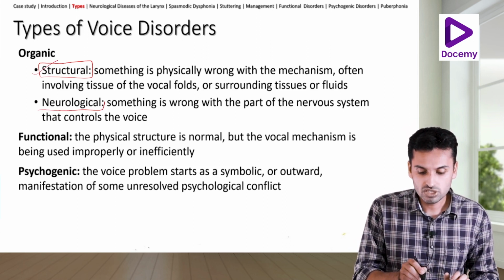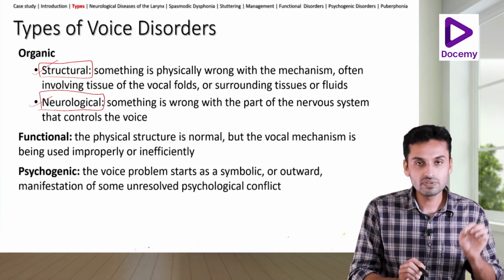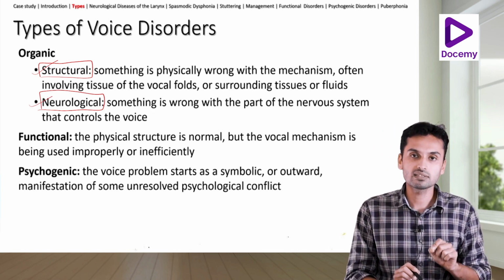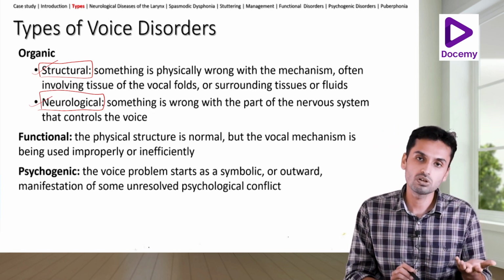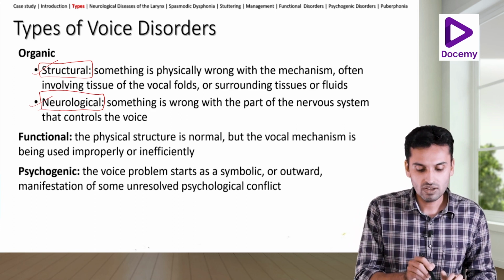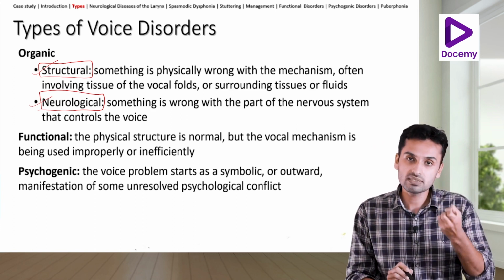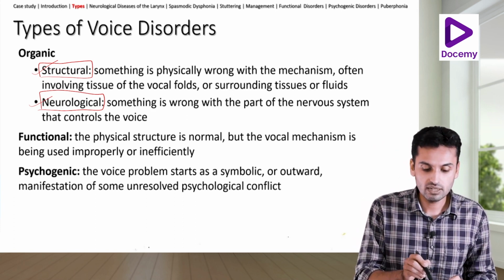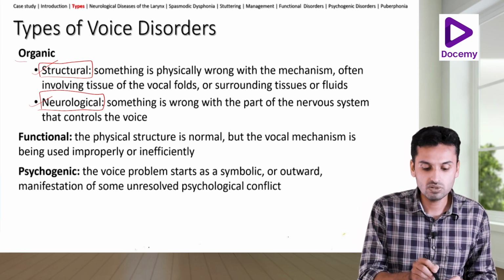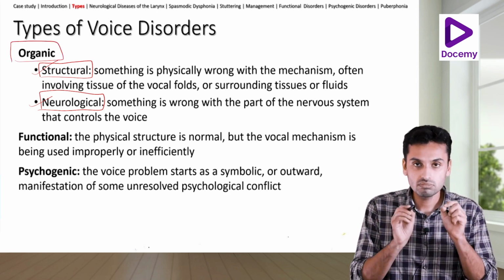The other is the neurological. So the structure is normal, but the nerves supplying the muscles of the larynx are not working. For example, a vocal cord paralysis. So in those cases, you have a neurological condition or there is some spasm. So these two are the structural and neurological lesions, and these are known as organic lesions. So there is something wrong.